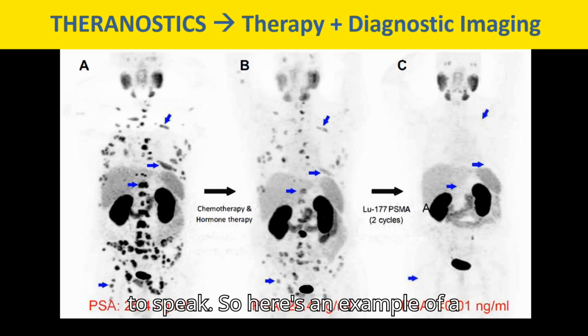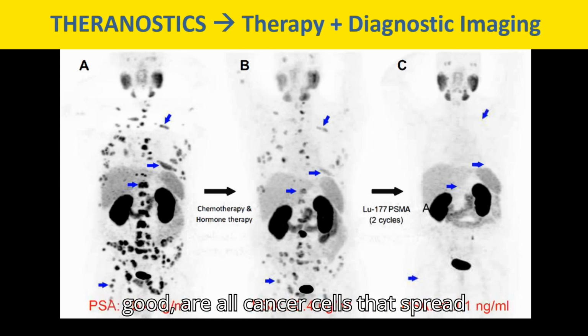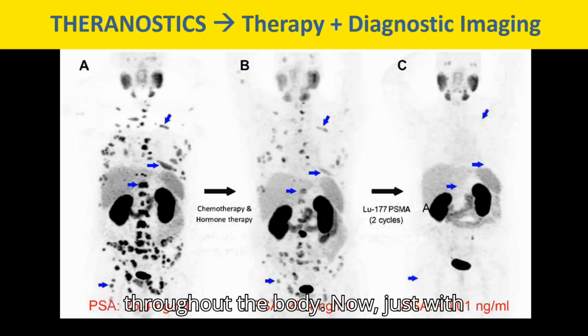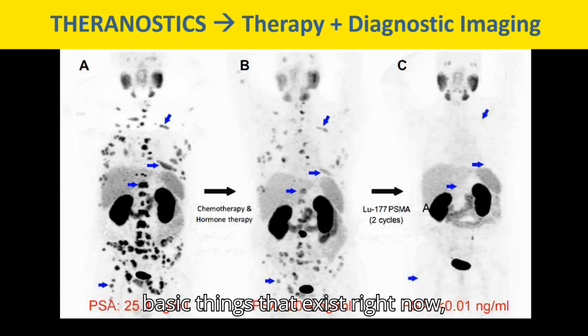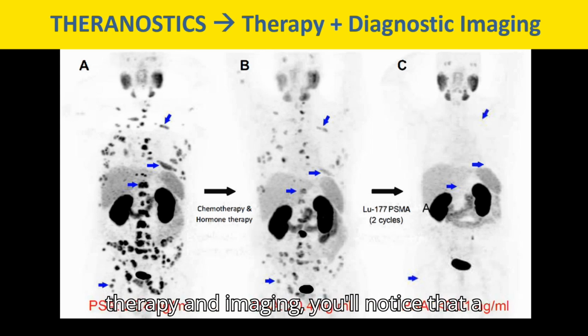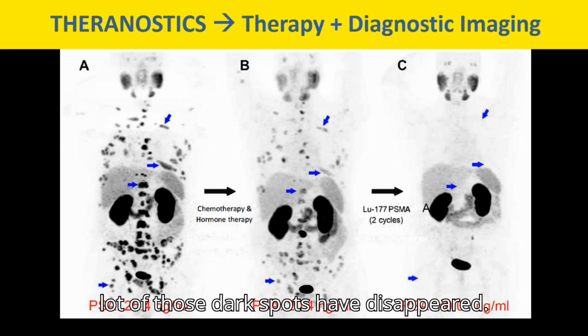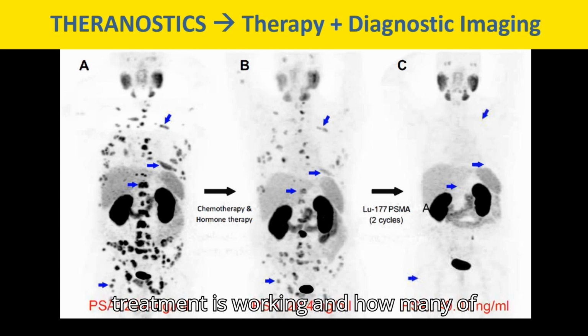Here's an example of a patient that has prostate cancer, and all those black dots, again, not looking good, are all cancer cells that have spread throughout the body. Now, with just chemotherapy and hormone therapy, so traditional methods of treatment that exist right now, it killed off some of the cancer cells, but you still see a lot of spots. After just 2 rounds of this theranostic therapy and imaging, you'll notice that a lot of those dark spots have disappeared. So it's really showing how effective that treatment is and how many of those cancer cells are being killed off. This is a very exciting area of nuclear medicine.